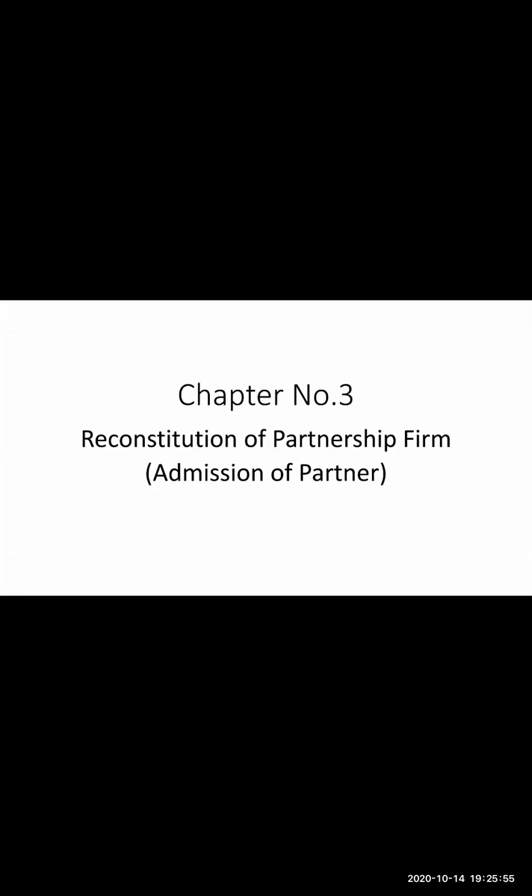We saw why there is a need for admission of a partner. Then we saw how to calculate the new ratio, old ratio, and sacrifice ratio. And we even saw the entries which are related to goodwill, and we even saw the journal entries related to this chapter, admission of a partner, right?